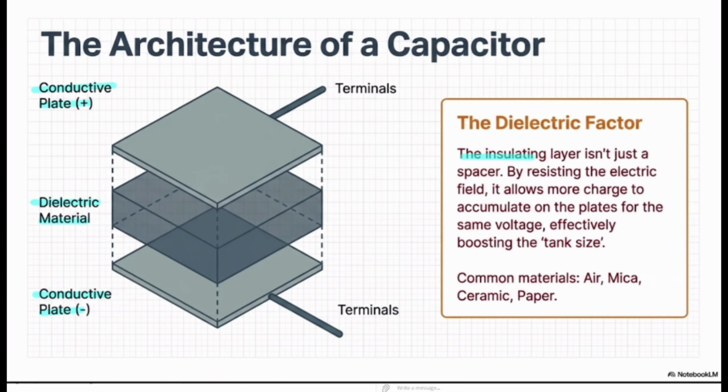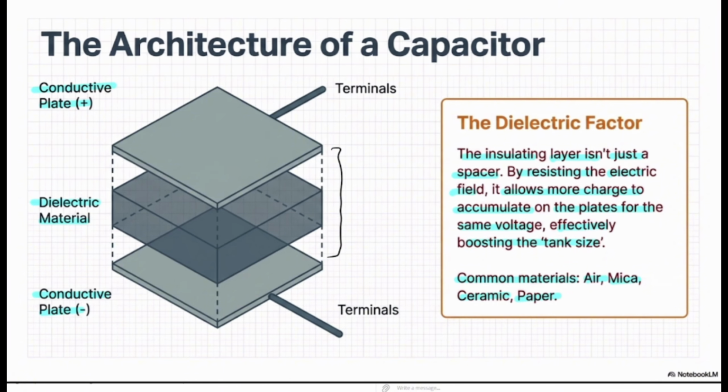So the insulating layer isn't just a spacer. As you can see, the insulator layer is the middle layer between those two plates. By resisting the electric field, it allows more charge to accumulate on the plates for the same voltage, effectively boosting the tank size. Common materials that we use for the middle layer are air, mica, ceramic, and paper.